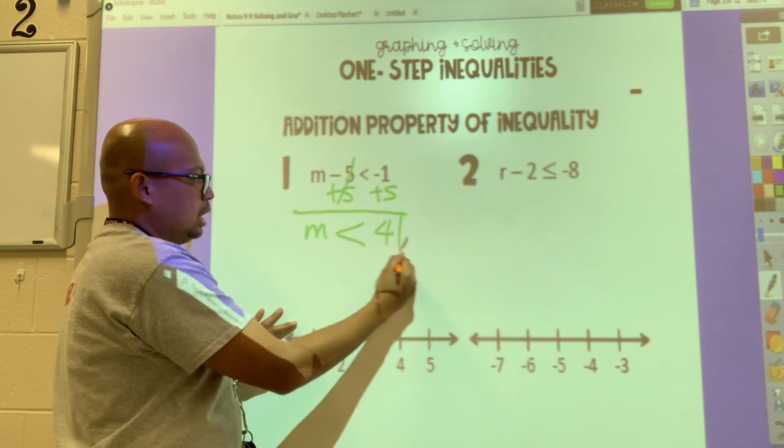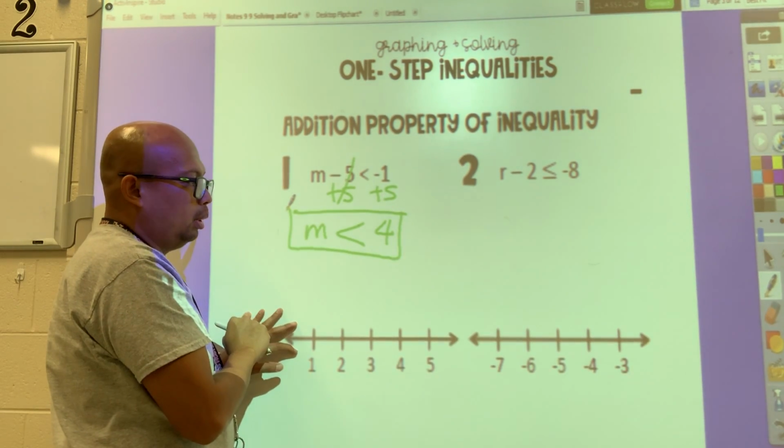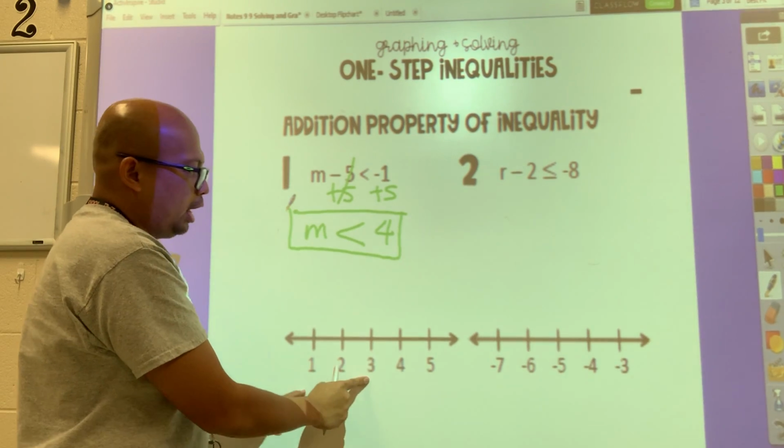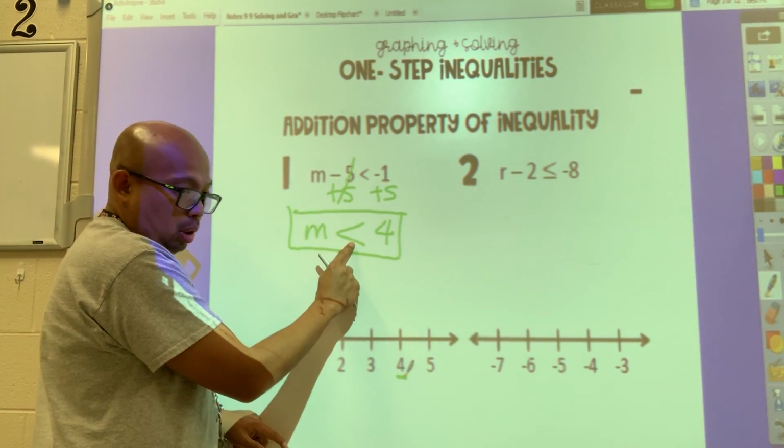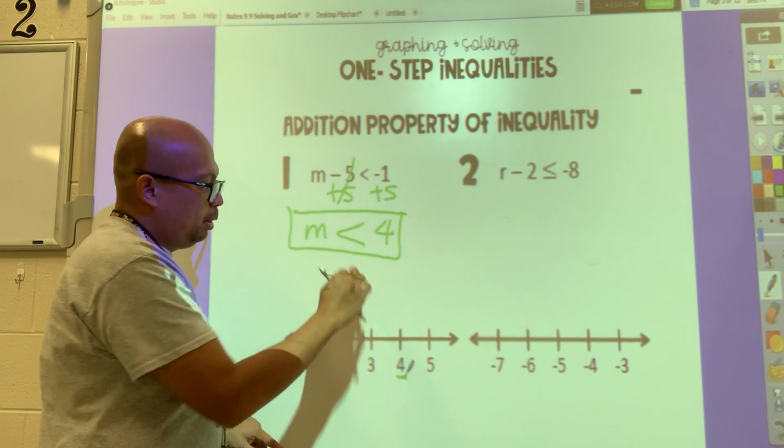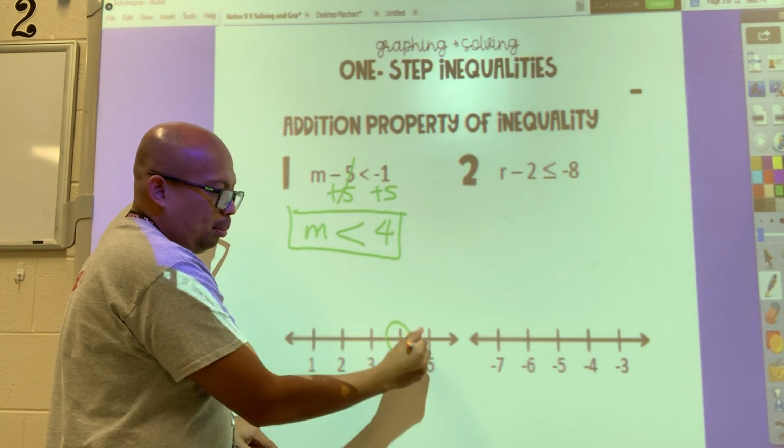4. And that's your answer because the variable is already isolated. If we graph it, we go to the 4. This is the 4. Is this open or closed? You're right, it's open because there's no line here. So leave it, make it open.